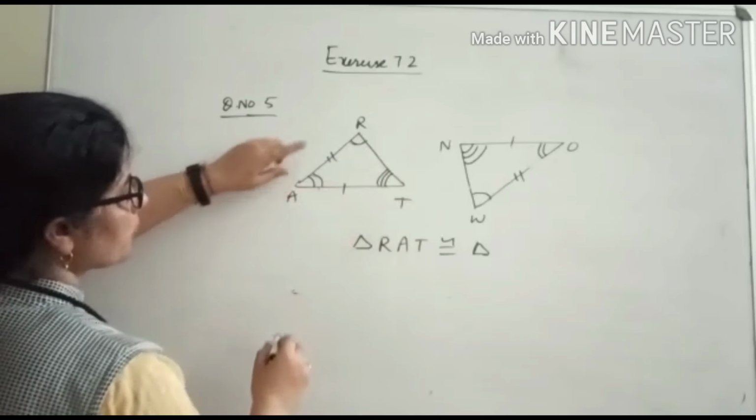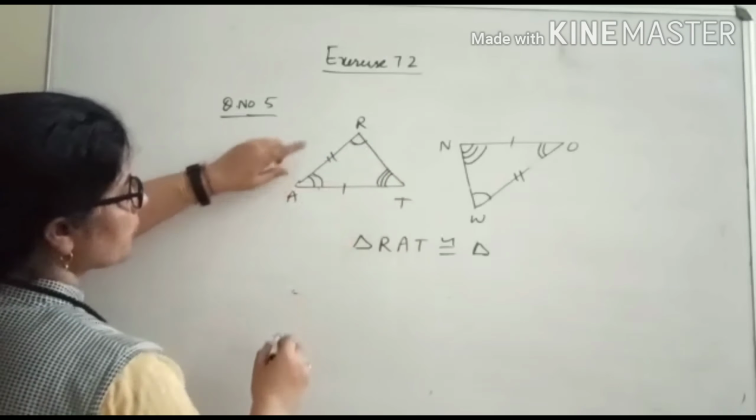We can write triangle RAT is what? RAT. See here, first angle, one angle mark, here two angle marks, here three angle marks. Then we will also follow the same: one angle mark, then two angle marks, then three angle marks. WON. So this will be the answer, WON.